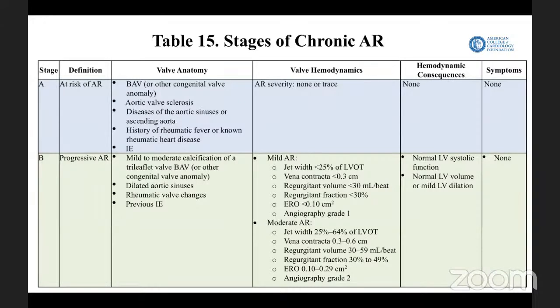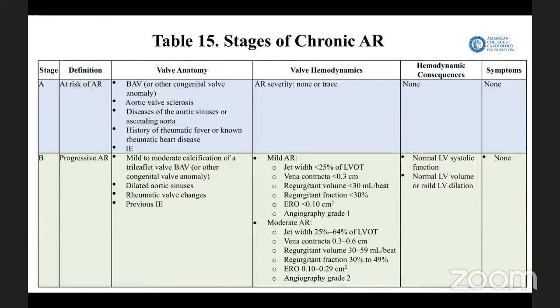For mild AI, usually with jet width of less than 25% of the LVOT and vena contracta of less than 0.3 centimeter, and regurgitant volume of less than 30 ml per beat, and the regurgitant fraction of less than 30%, and effective regurgitant orifice of less than 0.10 centimeter square, and angiographically a grade 1 aortic regurg.